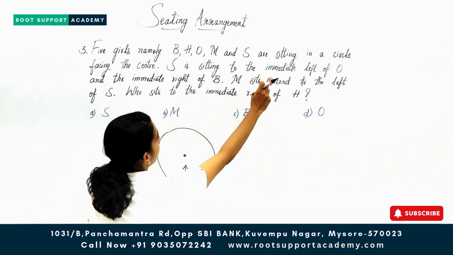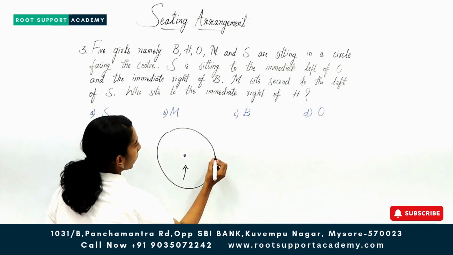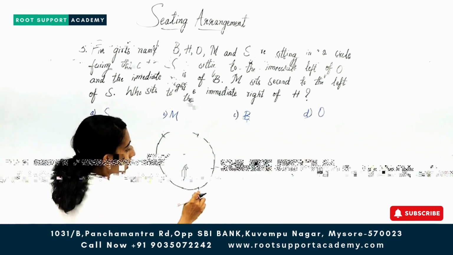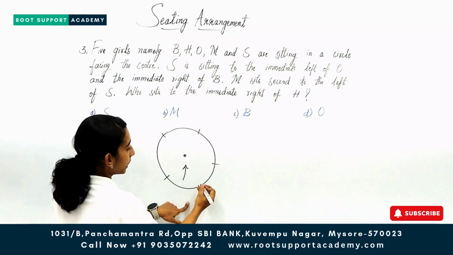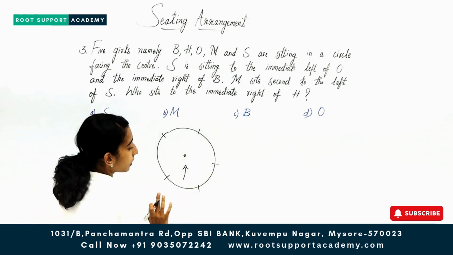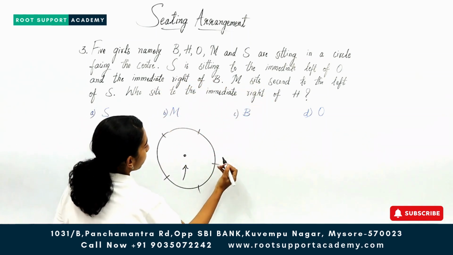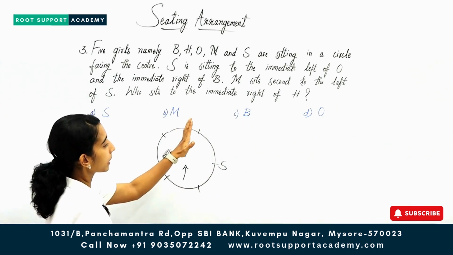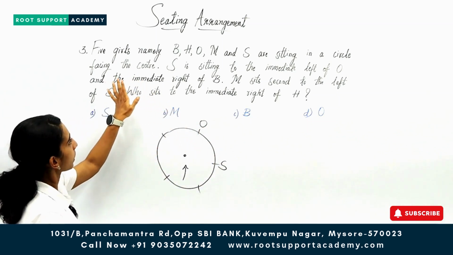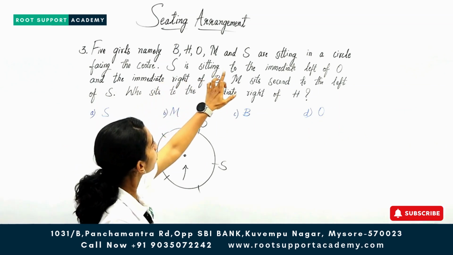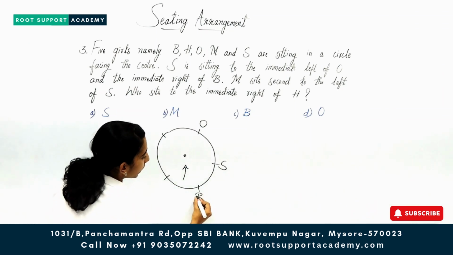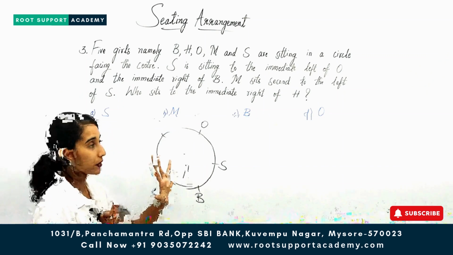S is sitting to the immediate left of O. Positions 1, 2, 3, 4, 5, everybody facing towards their center. Now, if this person is facing towards their center, this side will be counted as the right side and this side will be counted as the left side. S is here, immediate left of O. O will be here, and to the left of O is S. Next, S is sitting to the immediate left of O and immediate right of B. B is here, and to the right of B is S. This much we have understood.